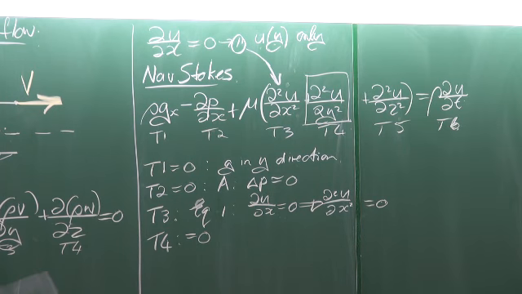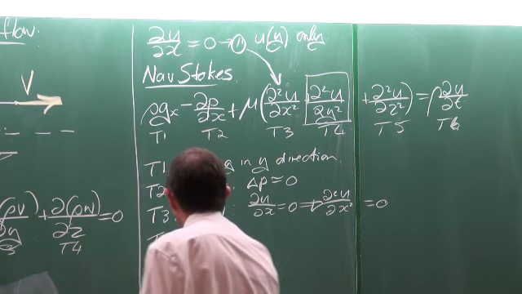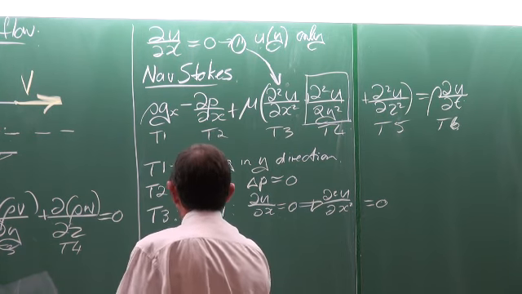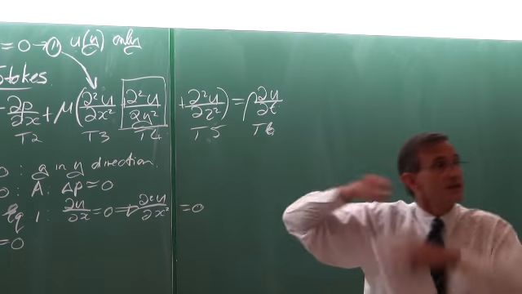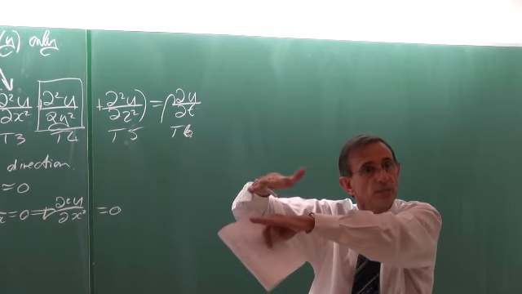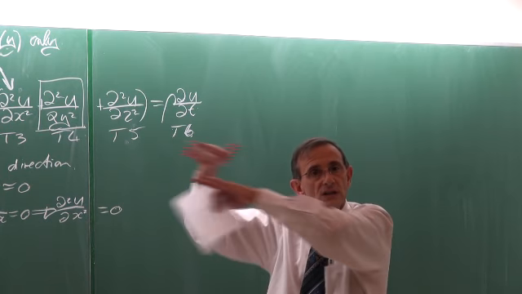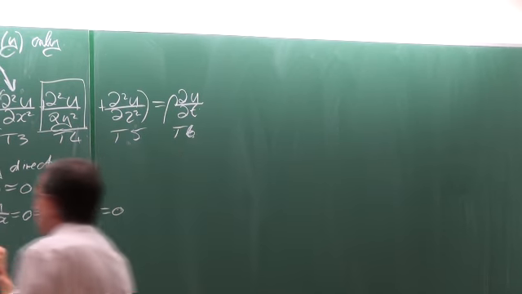What is wrong? T4 is supposed to be a T5. Oh, sorry. Okay, thank you. So T5, right. This one, yeah. Nothing is happening in the z direction. It's a flat plate, and we do not consider flow in the z direction.